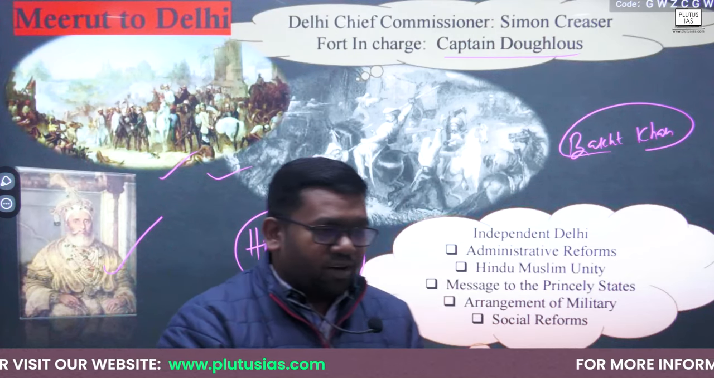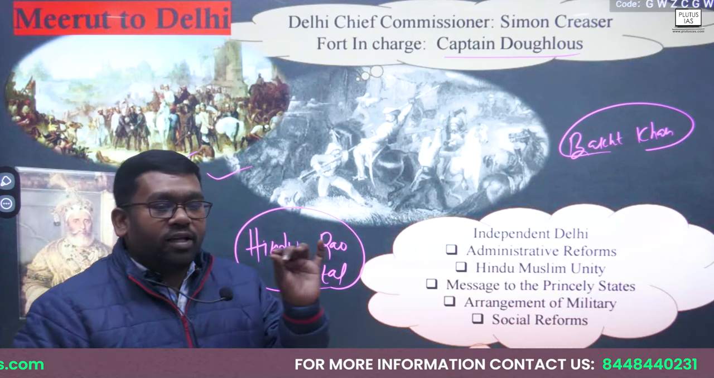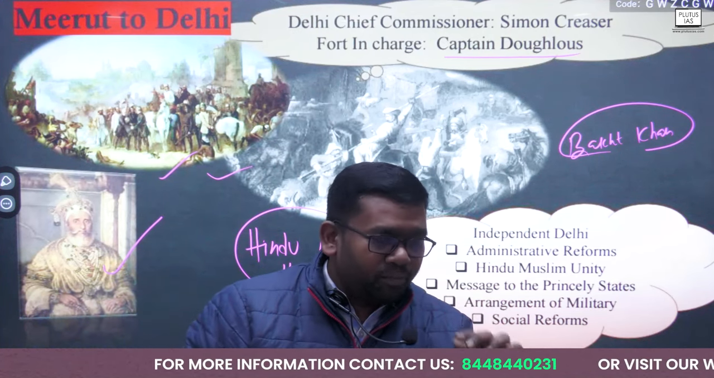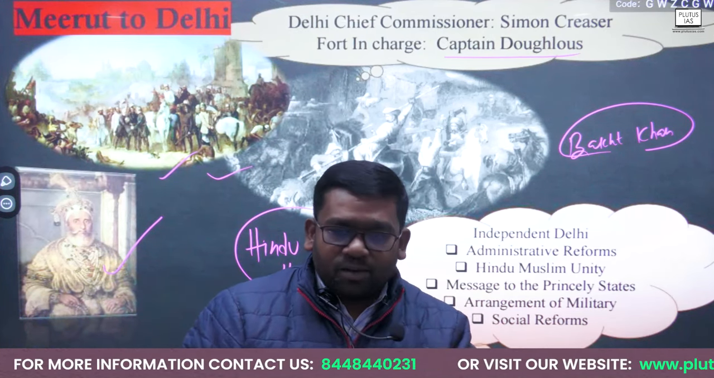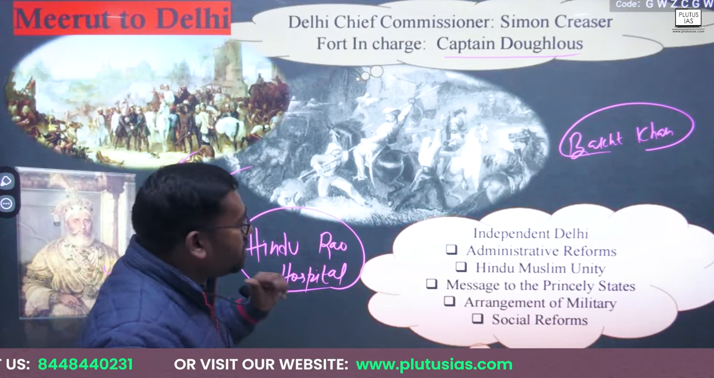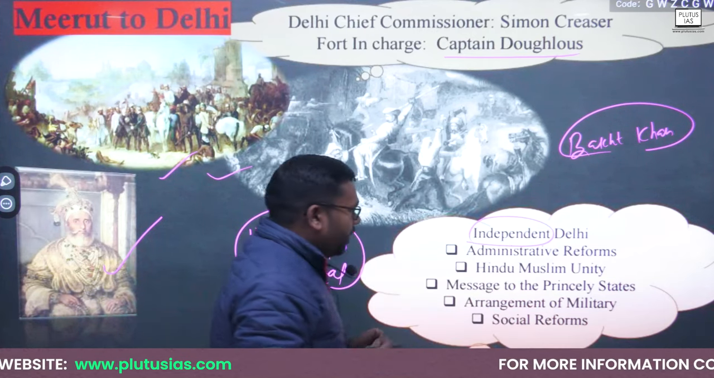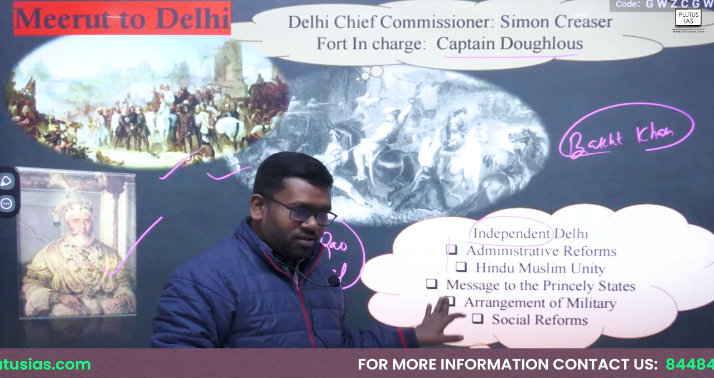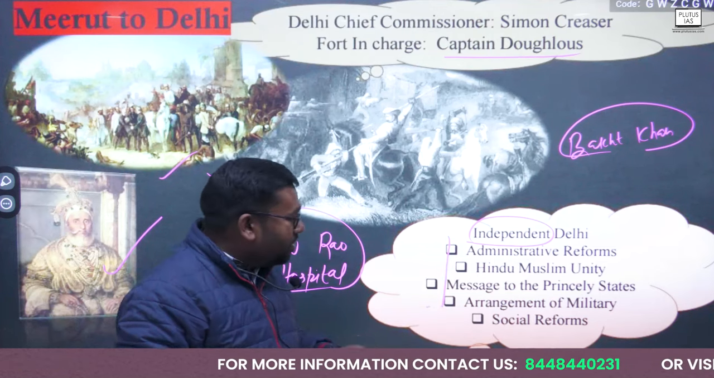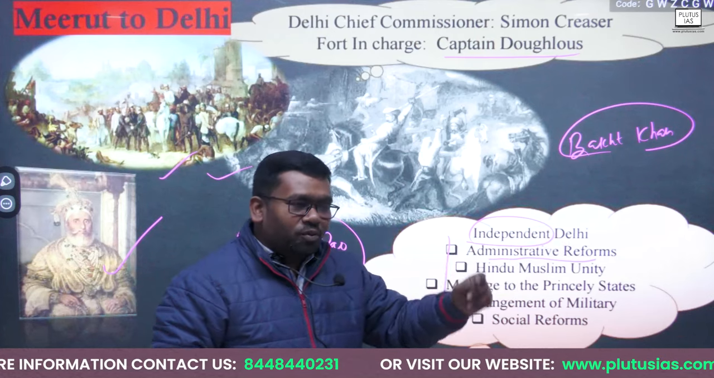The ridge forest. So they were killed or they had fled. Okay. So in the month of May, Delhi had been captured by the rebels. Delhi had been captured by the rebels and Badshah was declared independent. So when Delhi became independent, he brought some reforms because this will have a plan. So first of all, he had administrative reforms, that how will he rule Delhi?